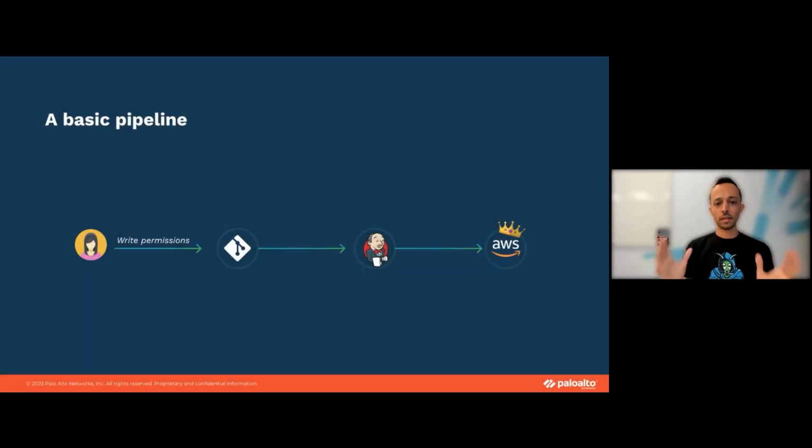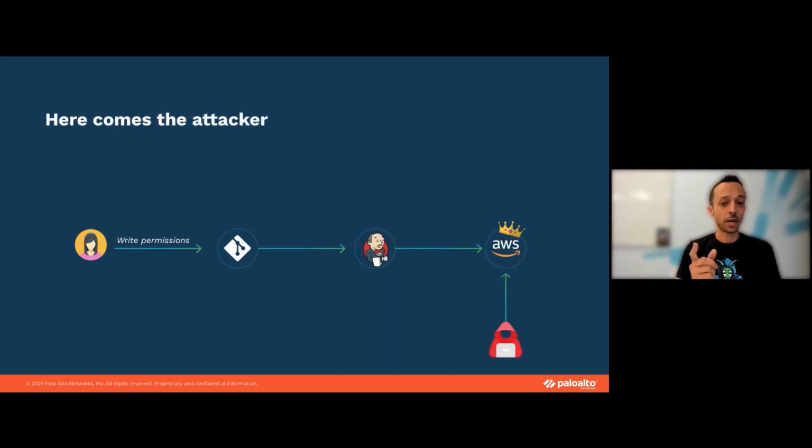So here's a basic CI/CD pipeline. We have a developer here with the right permissions, pushing code to a repo that is linked with a Jenkins pipeline that ships code and even infrastructure to production. In this case, AWS, just as an example. Again, this is the crown jewel where the attackers want to reach. And here comes the attacker. It can be easily identified, by the way, since it's red and it wears a hoodie.